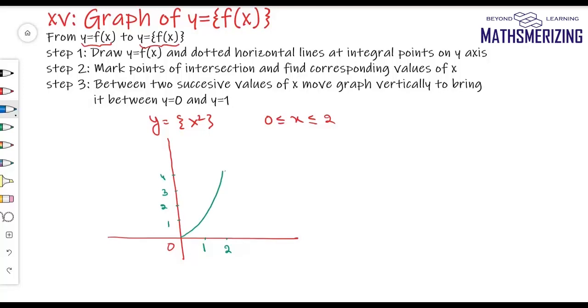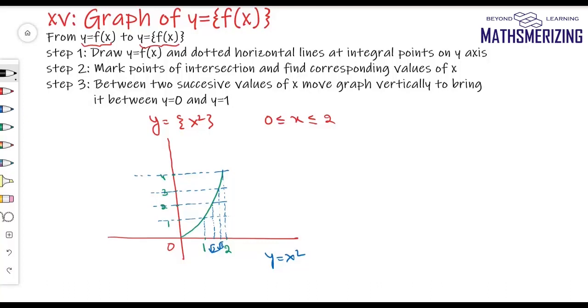So I'll draw the graph of y equals x square, and then I'll draw dotted horizontal lines at integral values of y. And then I'll mark corresponding points on x. So this is 1. Now when y is 2, this is root 2. Here I'll get this as root 3. And here this value is 2.